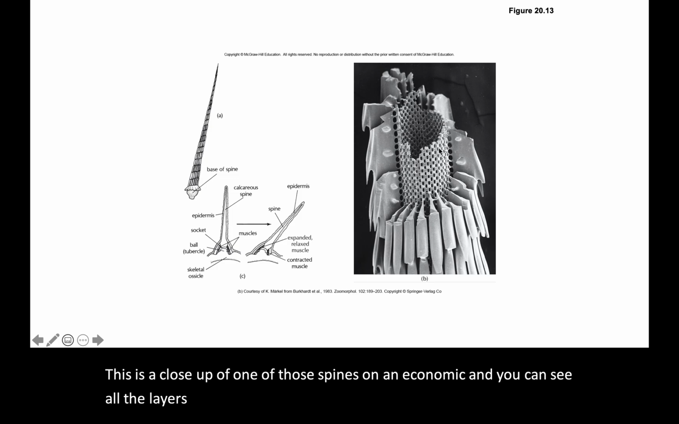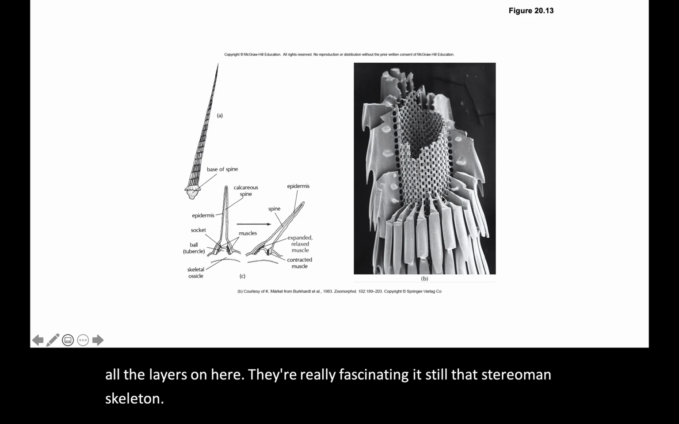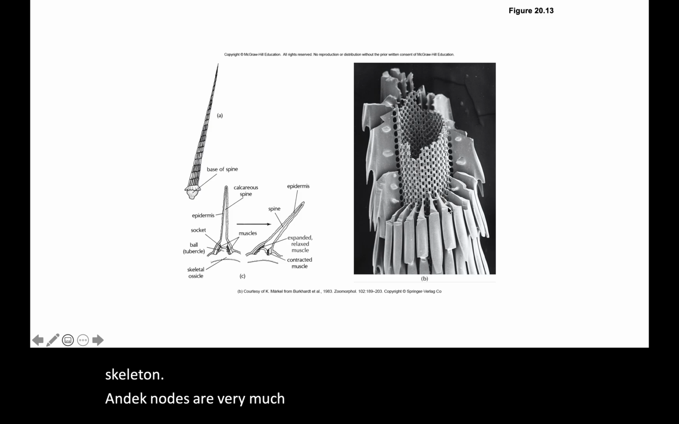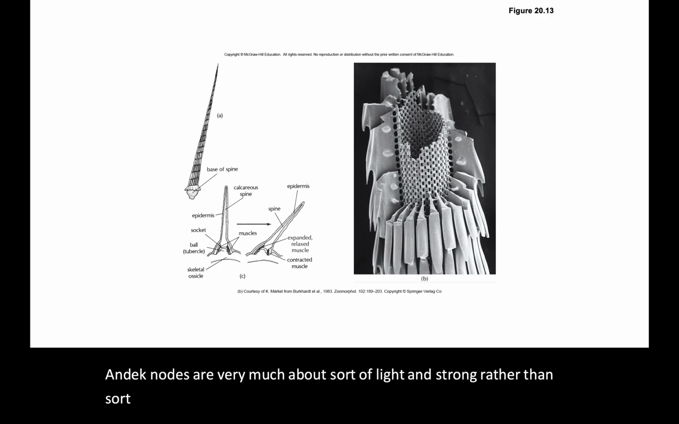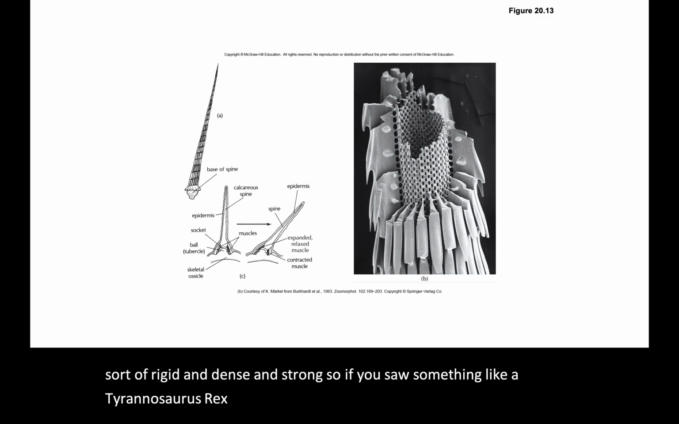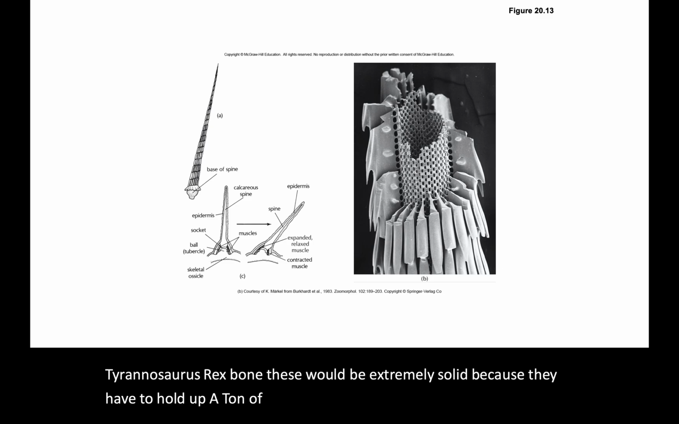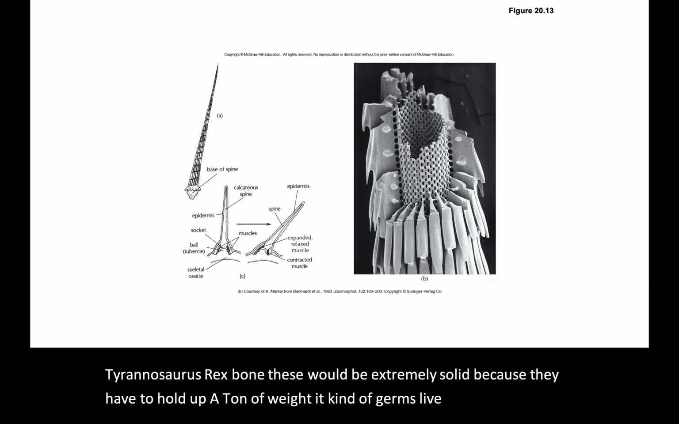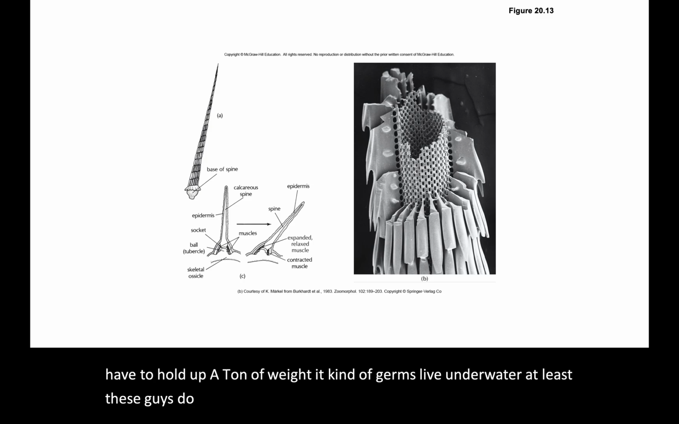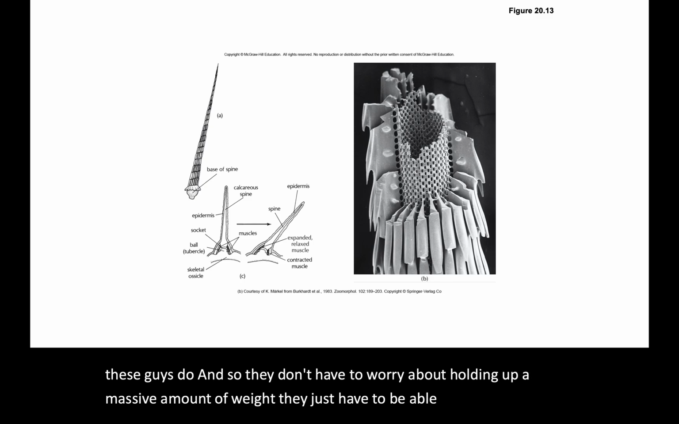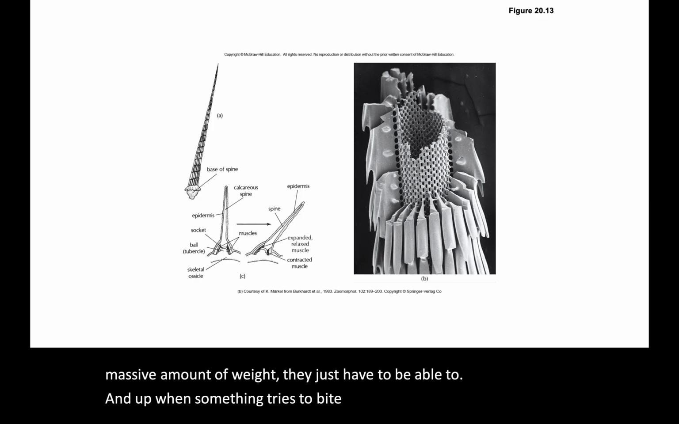They're really fascinating. It's still that stereom skeleton. And echinoids are very much about light and strong rather than rigid and dense and strong. So if you saw something like a Tyrannosaurus rex bone, these would be extremely solid because they have to hold up a ton of weight. Echinoderms live underwater, at least these guys do, and so they don't have to worry about holding up a massive amount of weight. They just have to be able to stand up when something tries to bite them. And so this is how they do it.